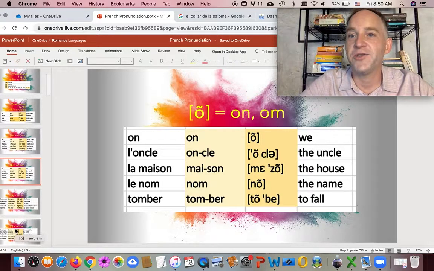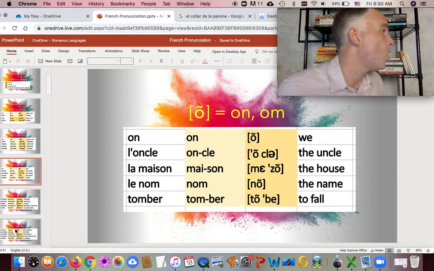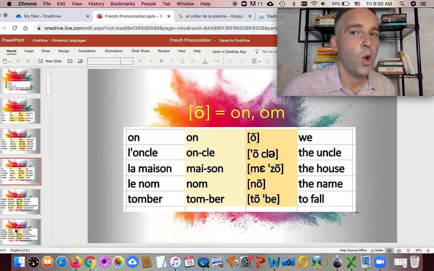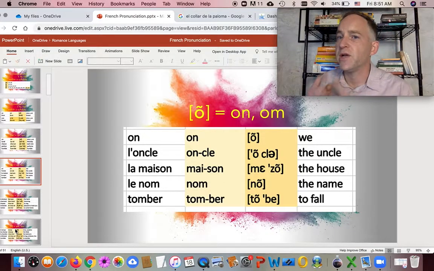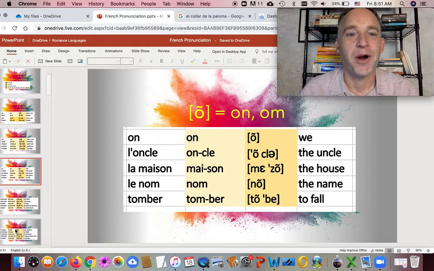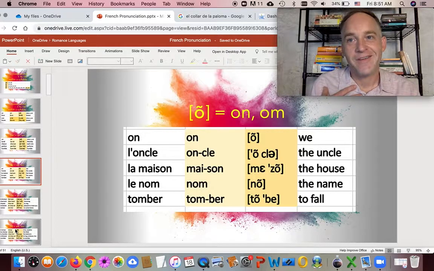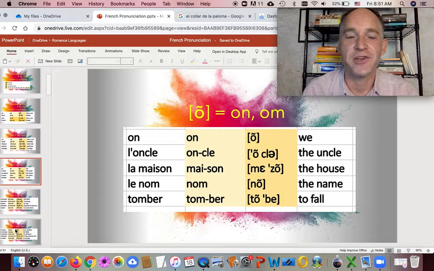So now we're getting to on, which is quite a close sound. I'm going to turn my face so you can see: on, on, on. Okay, my lips are protruded, on. And words like bonbon or on, which means we. And I am the oncle. My nephews and nieces call me oncle sometimes because they go to a French immersion school.